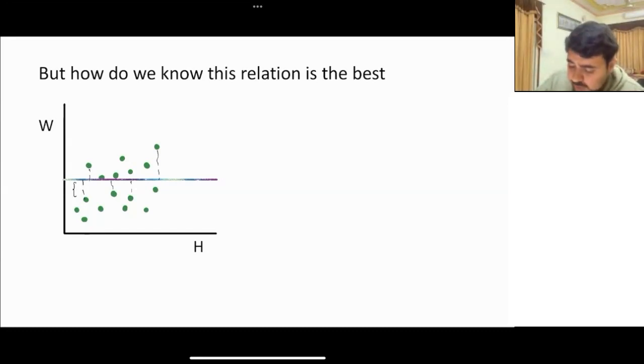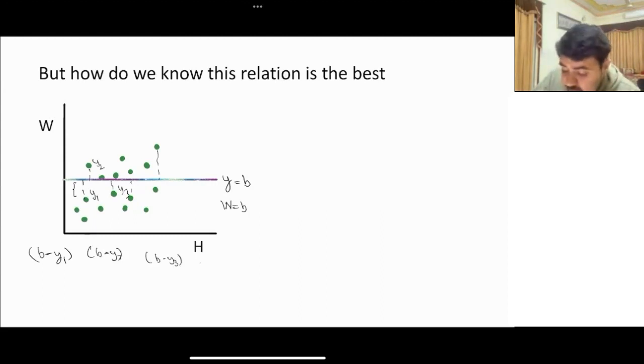Okay, if this is the error, how would we write it? Let's say this line is y equal to b. I know it can be weight equal to b basically, because there is no x influence there. It's parallel to the x-axis, right? If it's y equal to b, I can say for the very first point, y equal to y1, thus the error could be b minus y1. For the second one, it's y2, so the error is b minus y2. Similarly, for the third point, it's y3, so I can go b minus y3. But there are a lot of errors. I can keep on writing it till b minus yn, right?